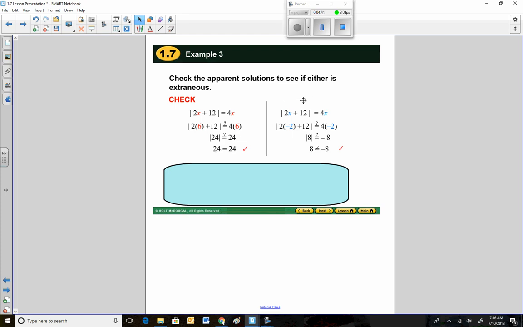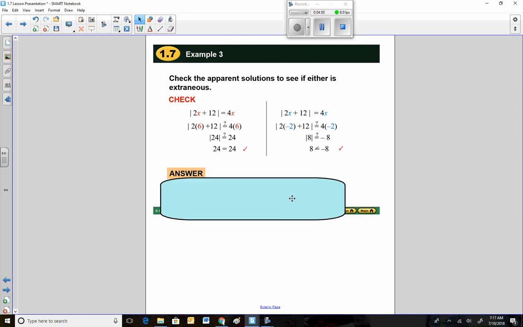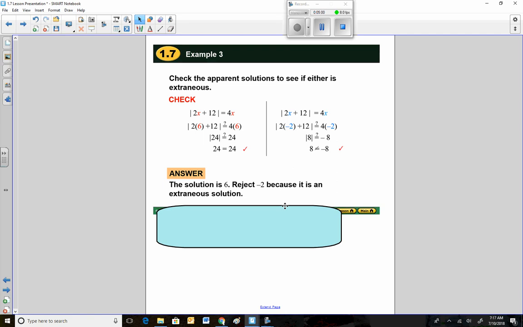Now let's try the negative 2 answer. Plugging negative 2 in for x, negative 2 times 2 is negative 4 plus 12 is 8. On the other side, negative 2 times 4 is negative 8. Does positive 8 equal negative 8? No way. So the negative 2 that we plugged in does not work, so we have to reject it. So the solution is 6. We reject negative 2 because it's an extraneous solution.